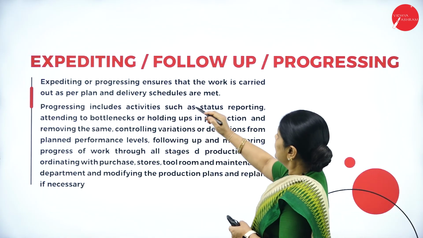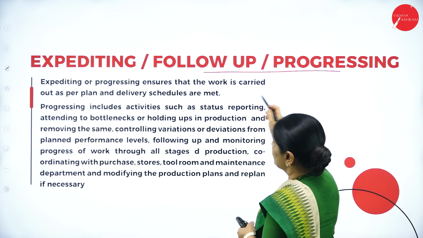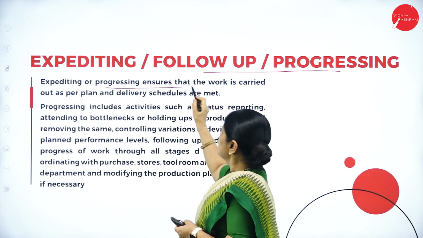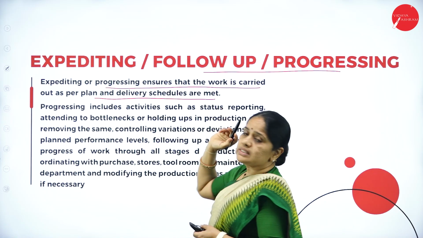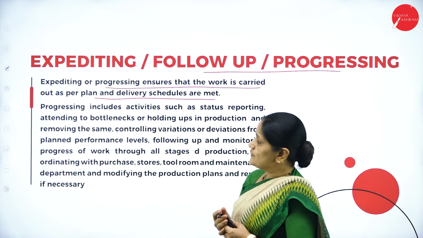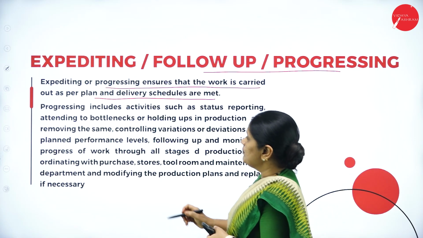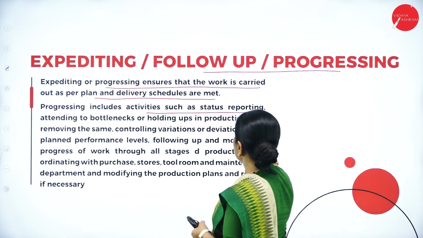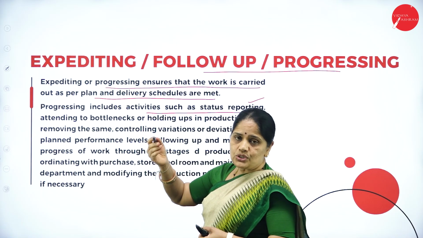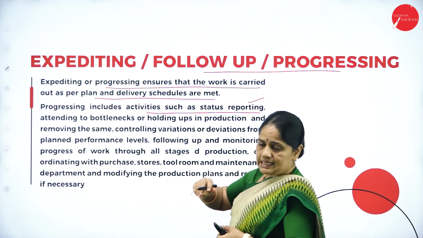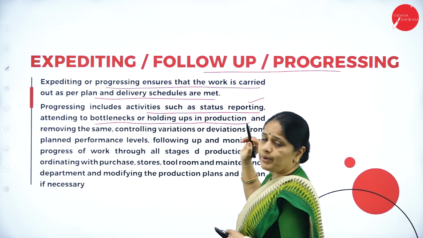The next we have the expediting or follow-up progress. So here, expediting or progressing ensures that the work is carried out as per plan and delivery schedules are met. Now, in this function, we ensure that the work is carried out as per the plan. It includes activities such as status reporting. That is, you will have to report to the supervisors about what is the status of production, attending to bottlenecks or holding ups in production.